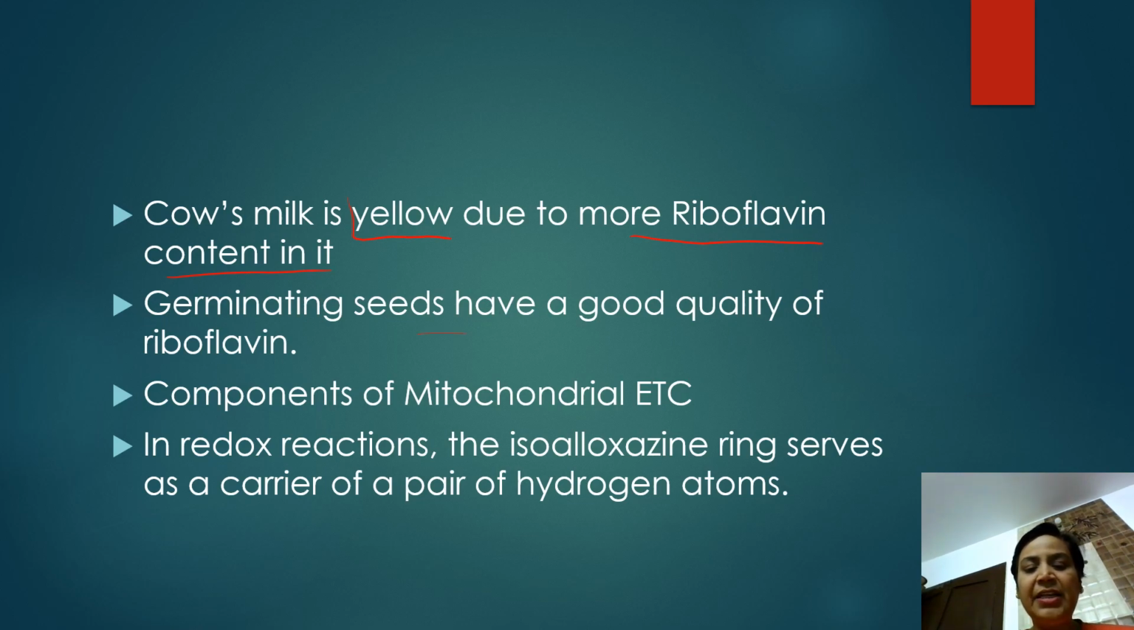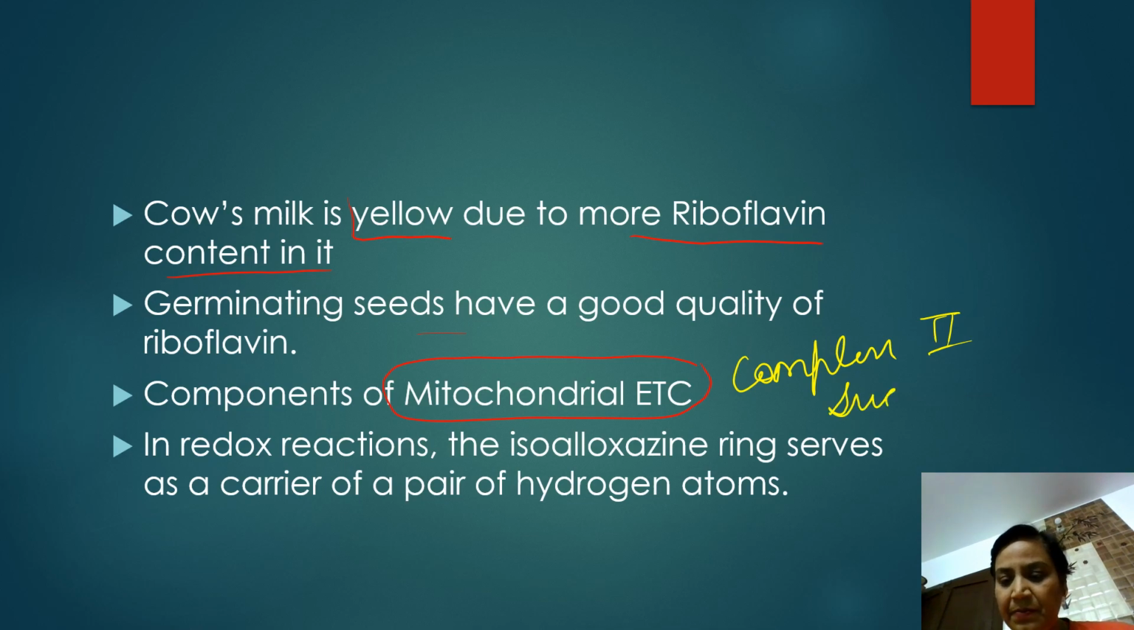It is said that germinating seeds have a good quantity of riboflavin. Then what are the important functions of this? It is a very important component of the mitochondrial electron transport chain, as you have seen in complex 2. Complex 2 is succinate coenzyme Q reductase, where it is this FAD only.